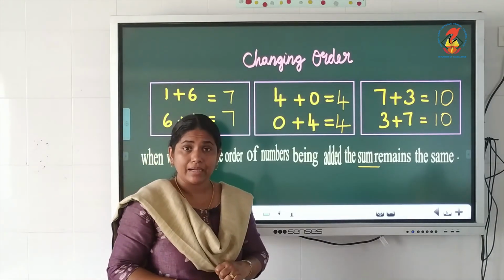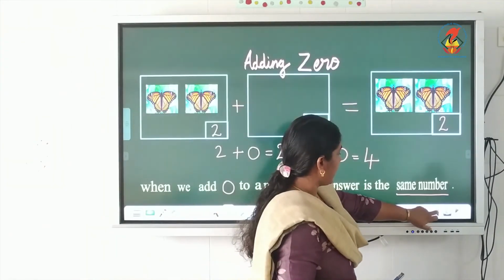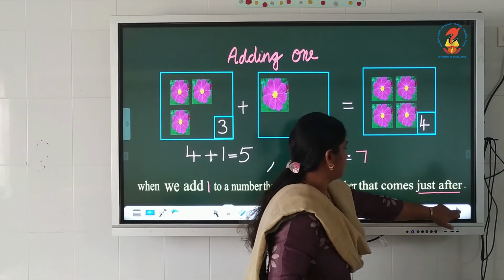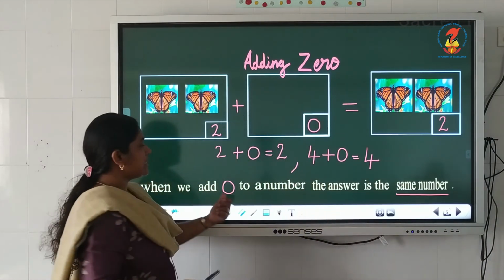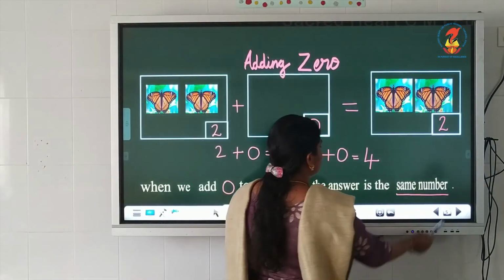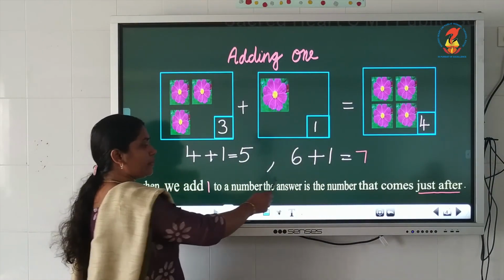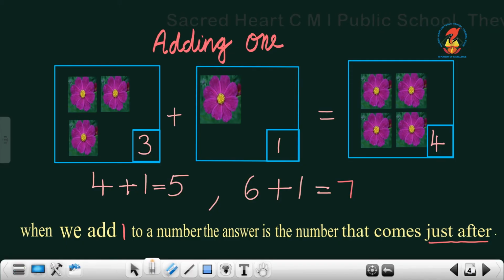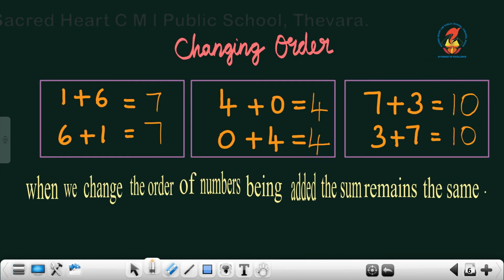When we add 0 to a number, the answer is the same number, and when we add 1 to a number, the answer is the number that comes just after. And what is the last rule? When we change the order of the numbers being added, the sum or the answer remains the same.